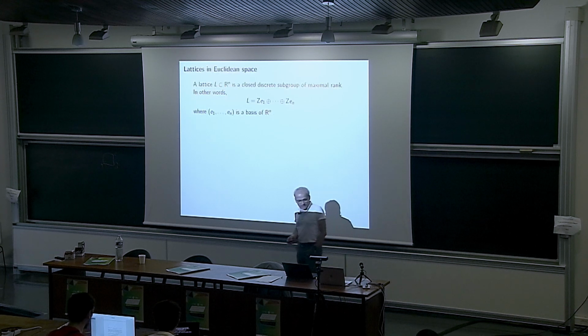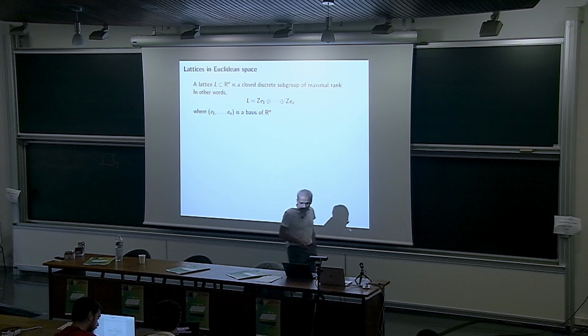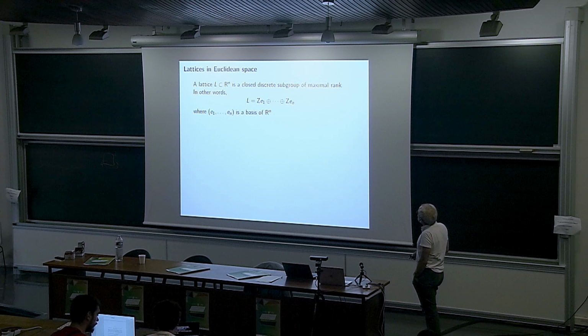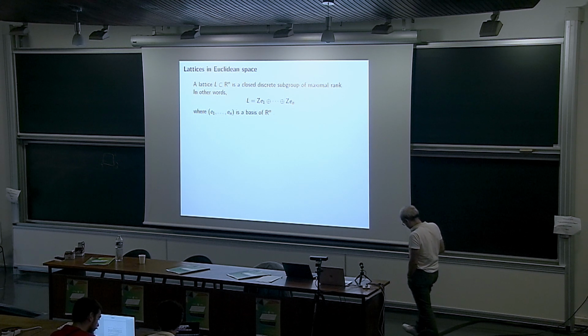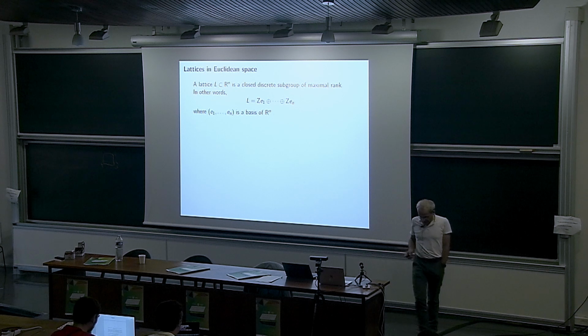So a few words and notation about lattices in Euclidean space. A lattice is just a closed discrete subgroup of maximal rank, or said differently, a group consisting of the linear combinations with integral entries of vectors of a basis of R^n. So take the integral linear combinations of the vectors of any basis of R^n.